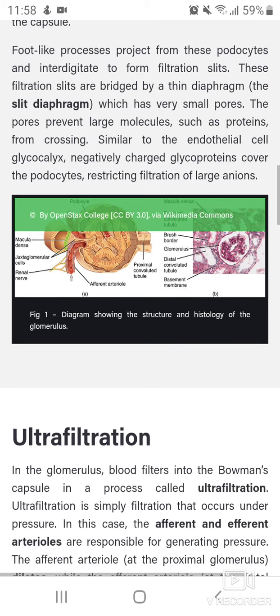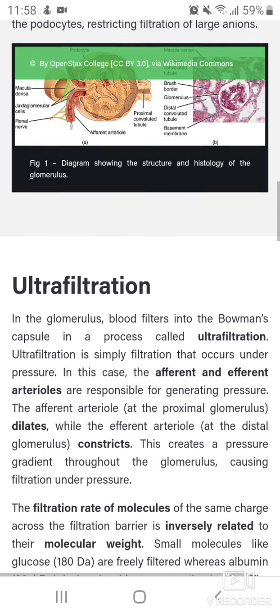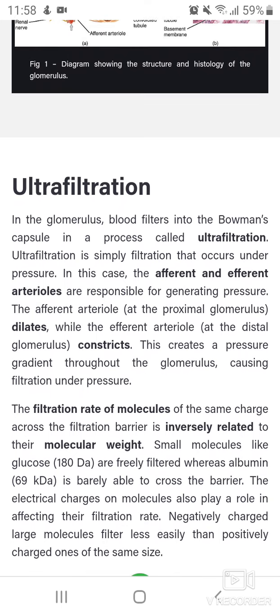Next, we are discussing the ultrafiltration process of glomerulus. In the glomerulus, blood filters into the Bowman's capsule, in a process called ultrafiltration, which is simply filtration that occurs under pressure. In this case, the afferent and efferent arterioles are responsible for generating pressure. The afferent arteriole at the proximal glomerulus dilates, while the efferent arteriole at the distal glomerulus constricts. This creates a pressure gradient throughout the glomerulus, causing filtration under pressure.